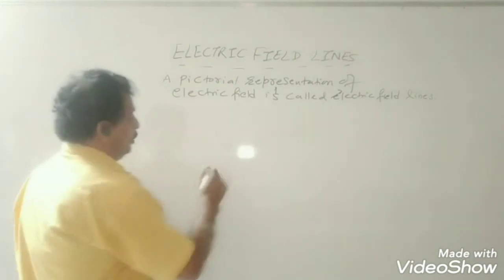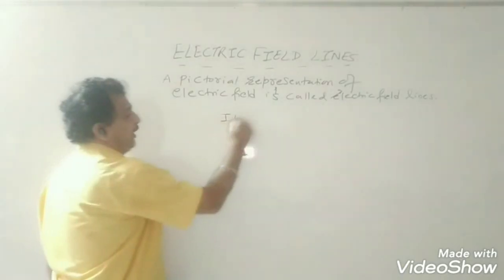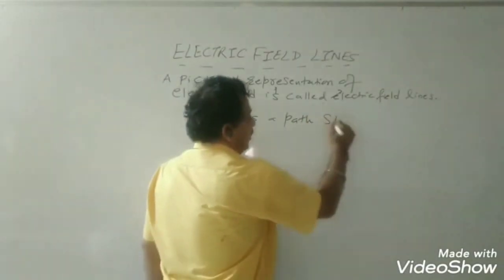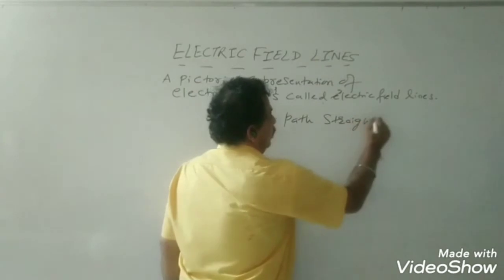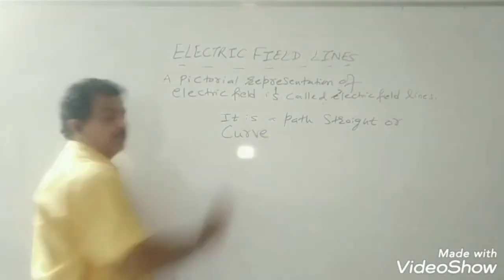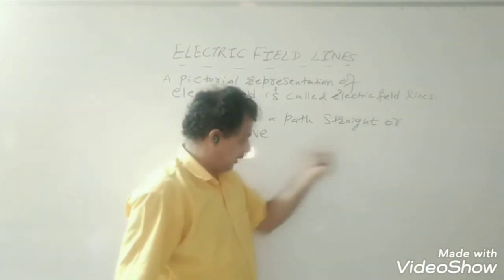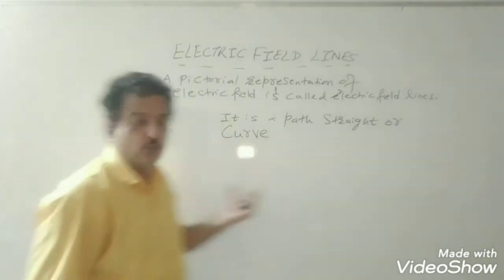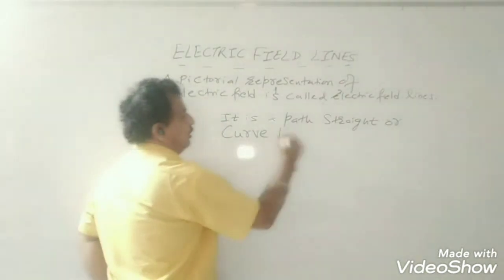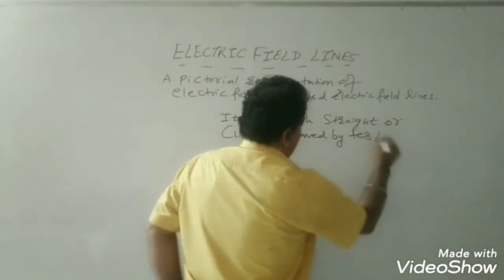So now I will say what electric field lines are. It is a path, straight or curve. We will see in the next lecture that the field lines can be curved also. Now it can be straight also. I have drawn the straight arrows. So it is a path, straight or curve, followed by a test charge.